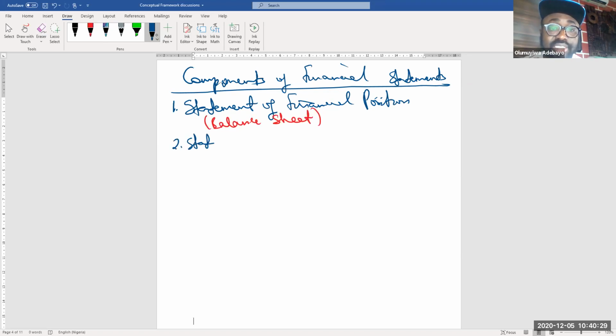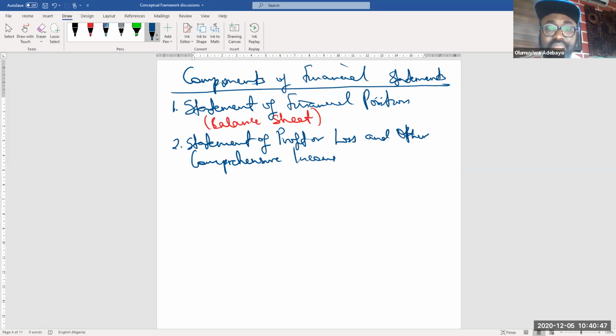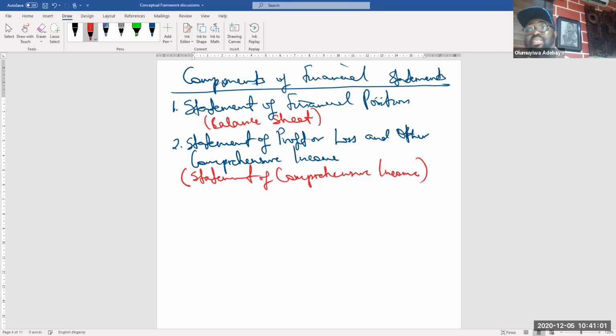The second one is the statement of profit or loss and other comprehensive income. Some will call it statement of comprehensive income, which is a two statement in one. I think you'll have discussed that under IS1 if you've started. Other people might see it as statements of financial performance.